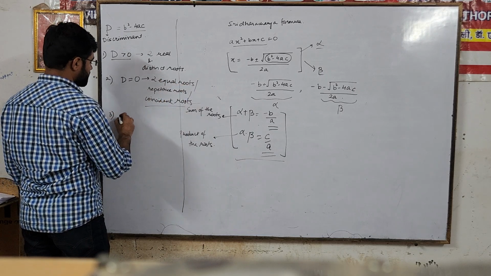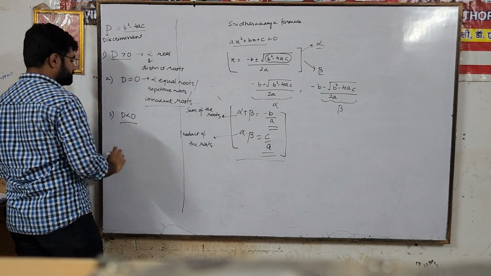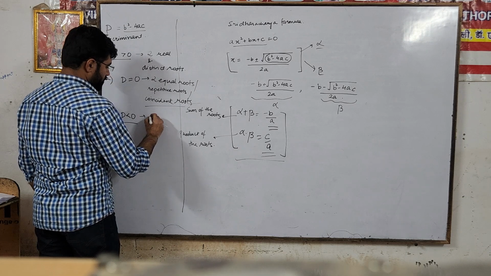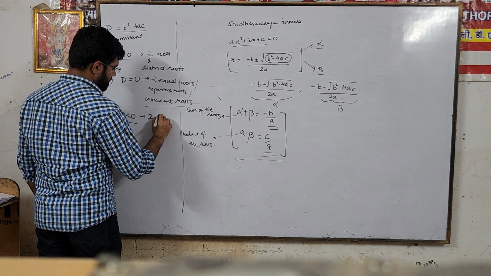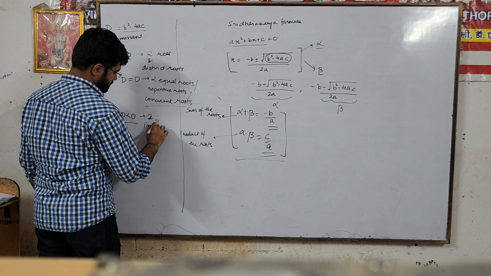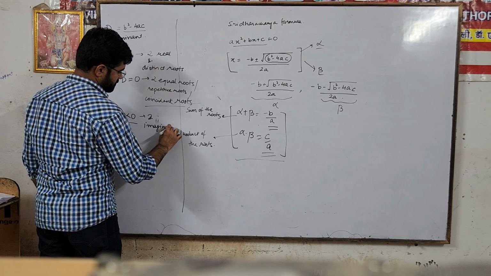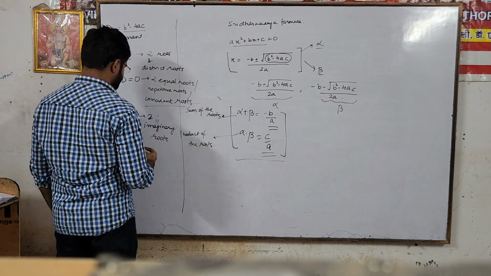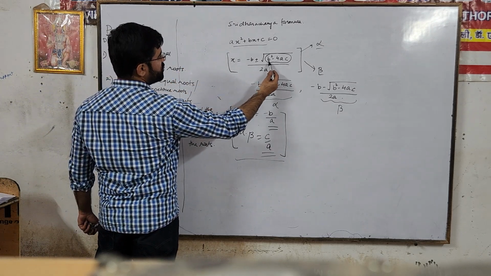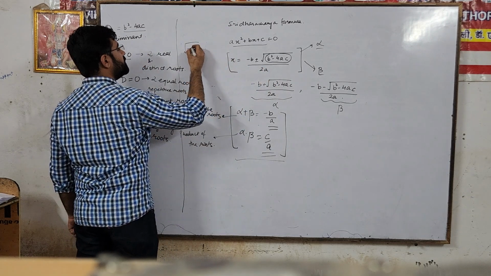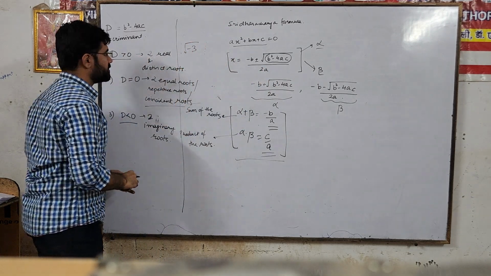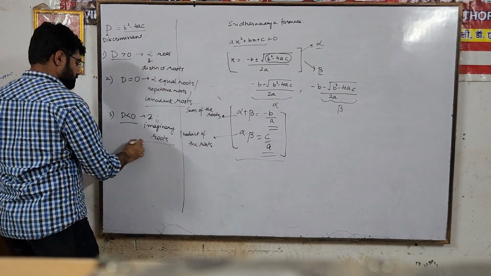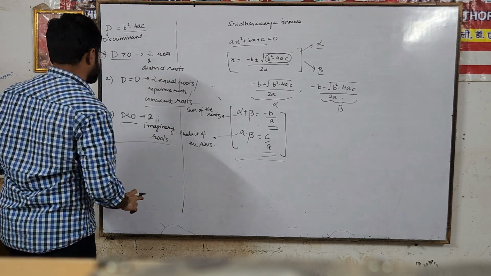And the third case is where D is less than 0. So in this case, we are going to have two imaginary roots. Since when the discriminant is less than 0, if a negative comes under the root, then there is going to be an imaginary root. It's fine. We are not going into the complex numbers for now. So just understand this. I hope you understood this.